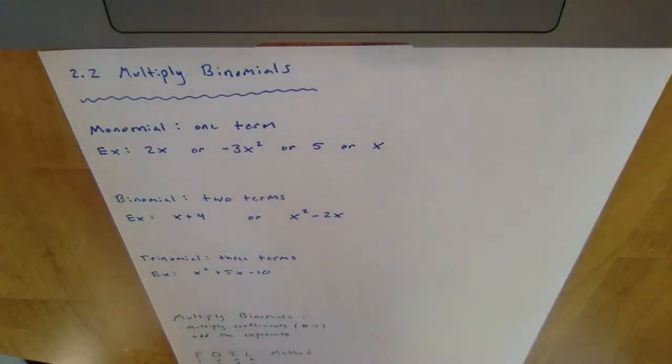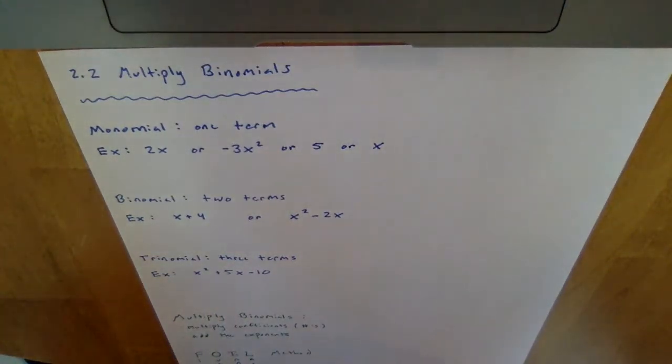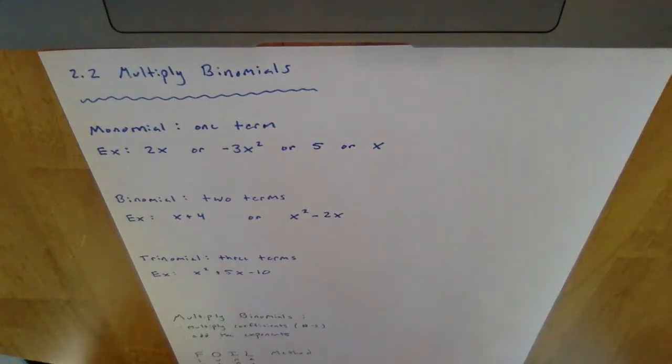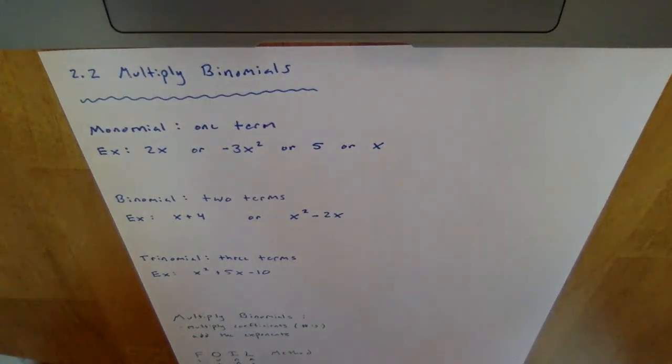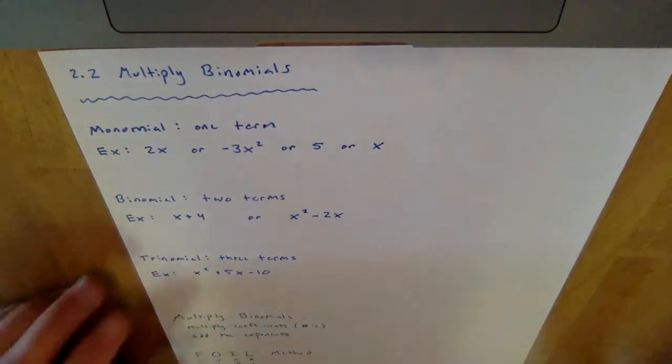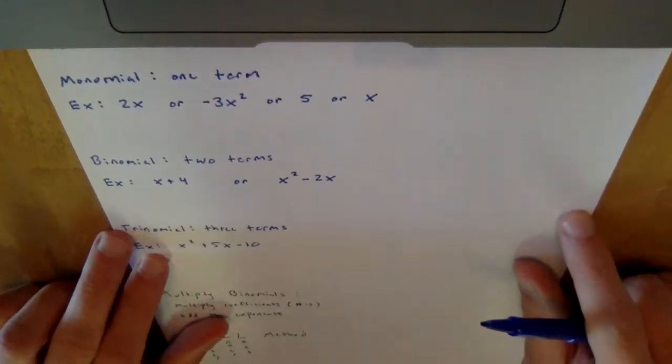Alright, we're going to jump into 2.2, which is going to be now multiplying binomials. So last lesson we talked about polynomials, right? It's the combination of these terms when they're being added and subtracted together. And now we're going to look at specifically binomials, which are a type of polynomial. So again, you can stop the video real quick and you can jot down some of these definitions here.